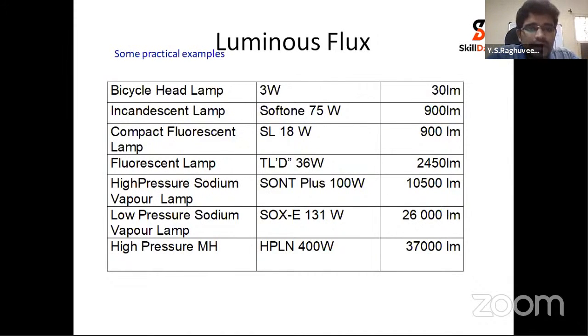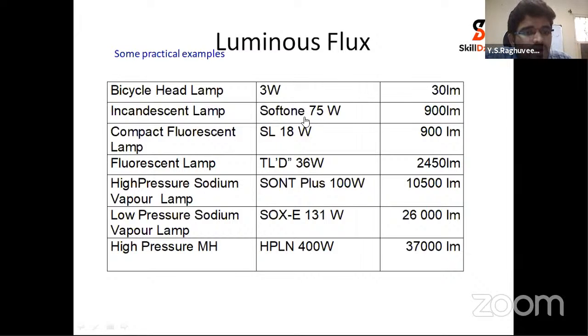What I'm showing you is a basic headlamp of a bicycle, and an incandescent light which is 75 watts, and you find here 30 lm and 900 lm. lm is nothing but lumens. Luminous flux is measured in lumens; in some other cases, it's measured even in foot candles. Here we are measuring all the luminous flux in lumens. A bicycle headlamp will have around 3 watts, which has around 30 lumens. This is a very rough estimate. Any incandescent lamp will have around 75 watts and gives around 900 lumens.